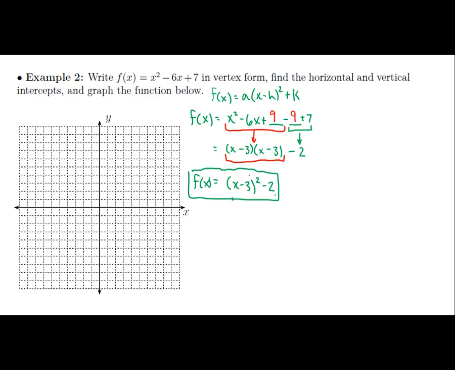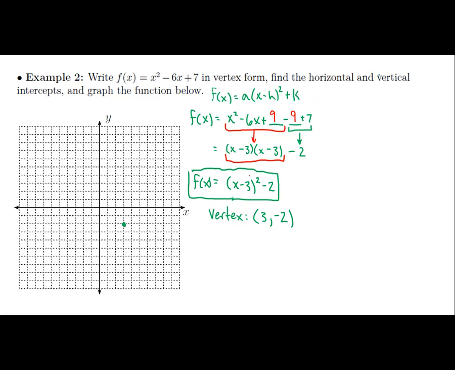Okay, so that's great. So now I know where to put my vertex. Remember, the vertex's x-coordinate is the opposite of the sign you see in here with the x, and it's exactly the same as the sign for the k that you see. So 3, negative 2, so I can go over 3, down 2, and this is going to be the vertex of my function. I know it's going to open up because a is positive 1. All right, but the other thing it asked me to do is find the horizontal and vertical intercepts.